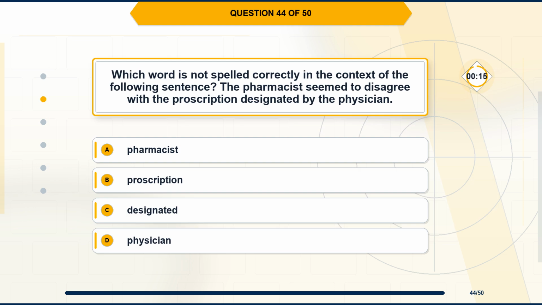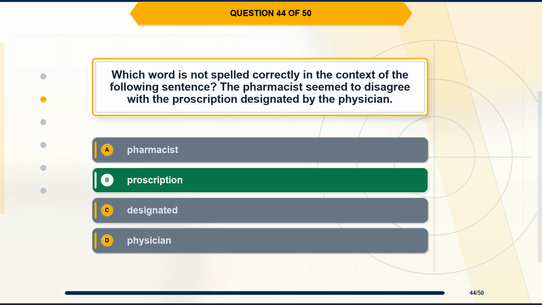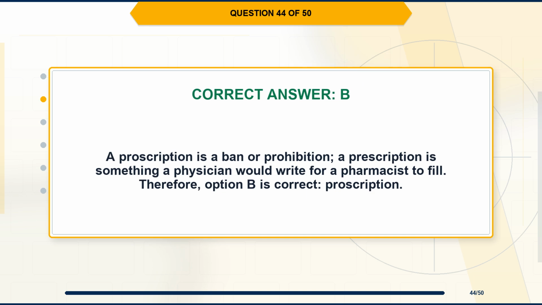Question 44. Which word is not spelled correctly in the context of the following sentence? The pharmacist seemed to disagree with the prescription designated by the physician. Option A, pharmacist. Option B, prescription. Option C, designated. Option D, physician. The correct answer is option B, prescription. Explanation. A proscription is a ban or prohibition. A prescription is something a physician would write for a pharmacist to fill. Therefore, option B is correct, prescription.